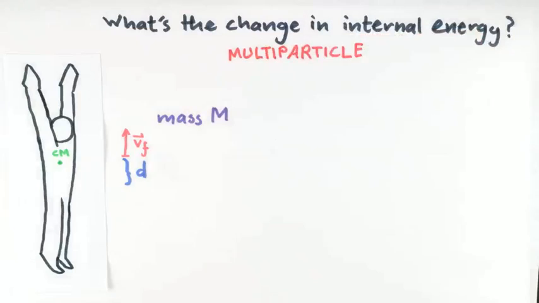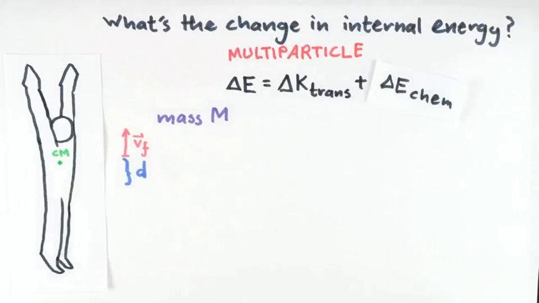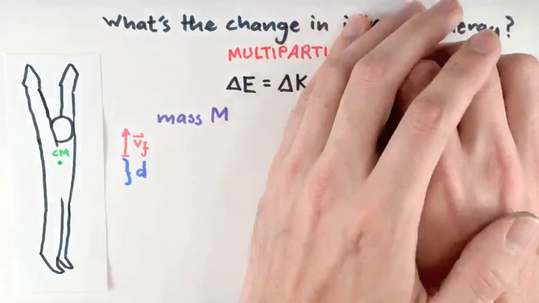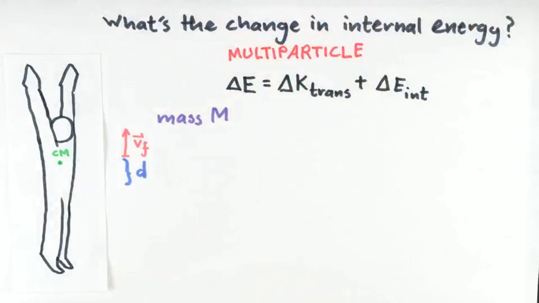Now we can return to the full multi-particle system and apply the energy principle. In the real system, there are more changes in energy than just translational. The jumper's metabolism involves chemical energy changes and thermal energy changes. The movement of the jumper's limbs involve kinetic energy changes that are separate from the translational kinetic energy change. We'll lump all these internal energy changes into one composite change in internal energy, which we're trying to find. Now, by the energy principle, this is equal to the work done on our system, which is the jumper.